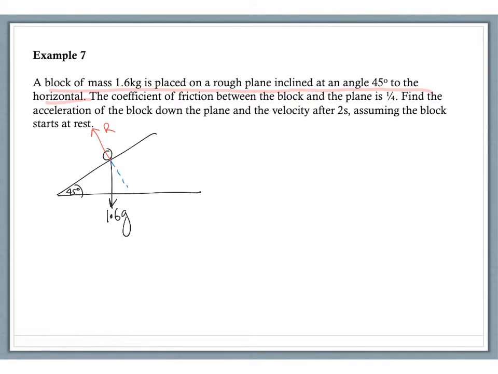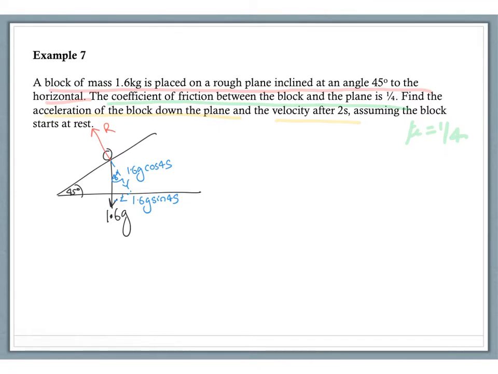I will draw in the components of the weight. So this is 45 degrees. We have 1.6g cos 45 and 1.6g sine 45. We're then told that the coefficient of friction between the block and the plane is 1/4, mu equals 1/4. Find the acceleration of the block down the plane and the velocity after 2 seconds.